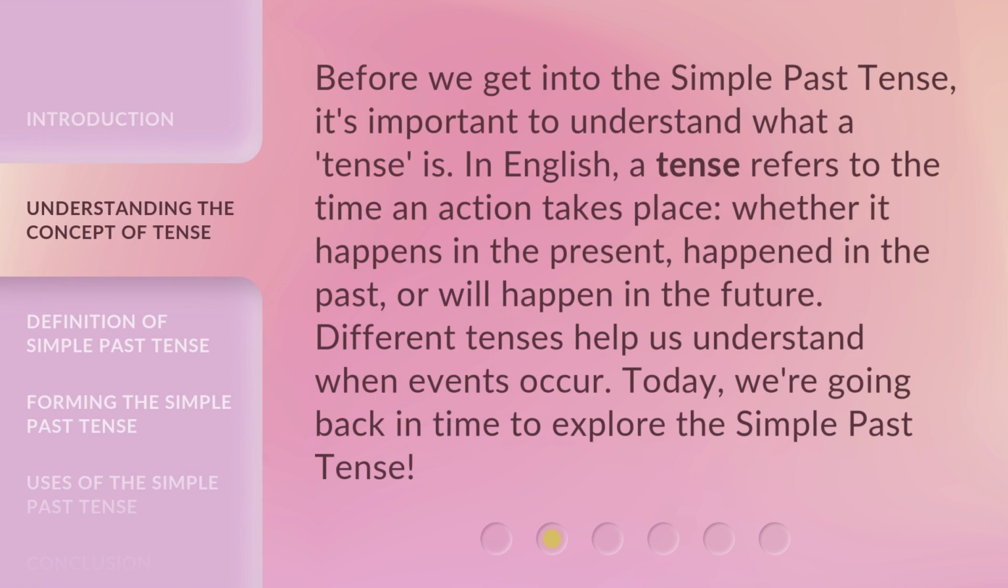Before we get into the simple past tense, it's important to understand what a tense is. In English, a tense refers to the time an action takes place, whether it happens in the present, happened in the past, or will happen in the future. Different tenses help us understand when events occur. Today, we're going back in time to explore the simple past tense.